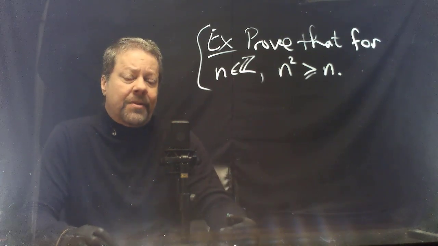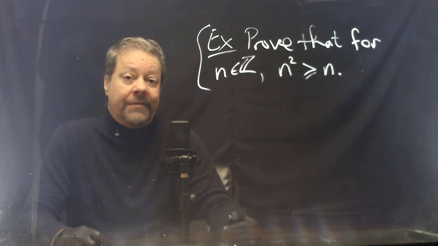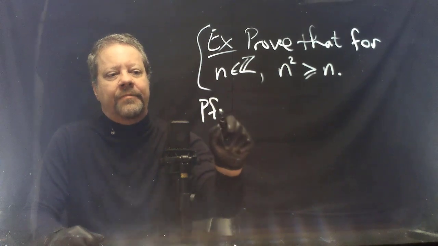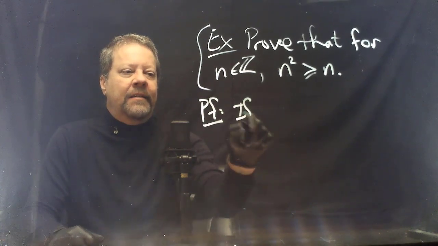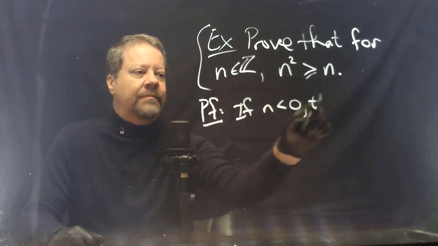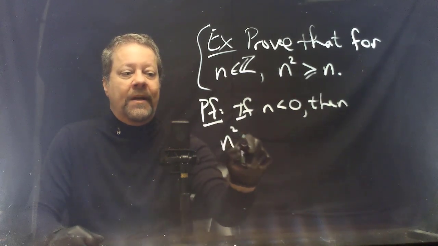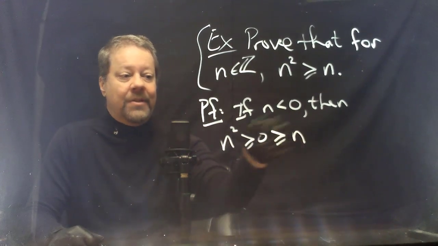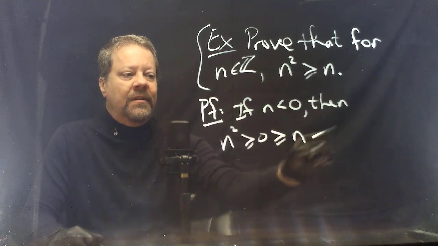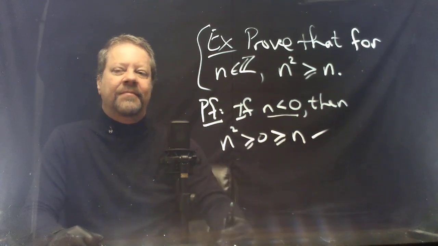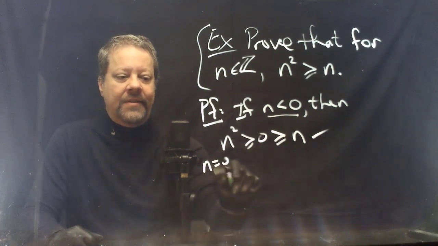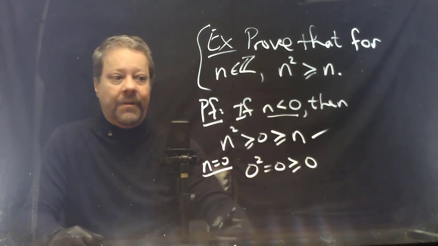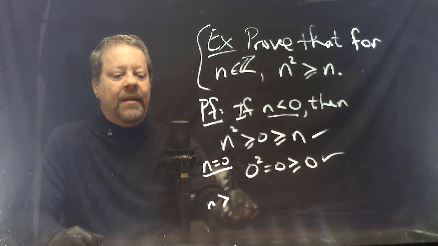There's a principle in mathematics called trichotomy. Every real number is either positive, negative, or zero. There's only those three options. And in our proof, it's pretty easy to see that if n is less than 0, then n squared is bigger than or equal to 0, and that's certainly bigger than or equal to n, which is less than 0. So that checks the negative case. The 0 case is also easy to see. 0 squared is 0, and that is greater than or equal to 0. Yep.